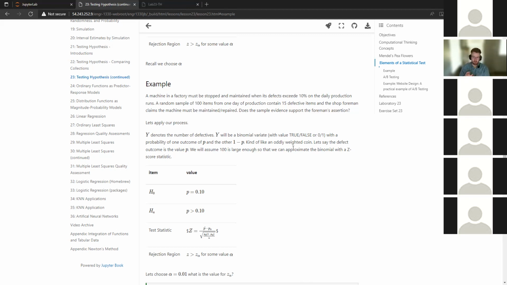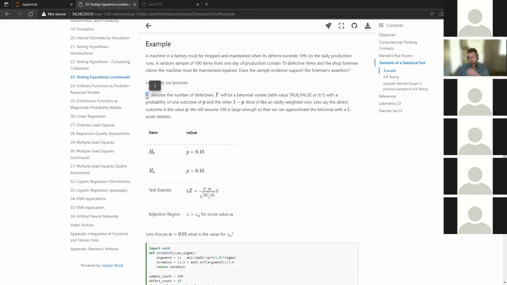It might not. We need to plug in all of our values in order to figure it out. What the real question would be is, we pulled 100 and we got 15. So 15 exceeds 10%, but is 100 enough? Is 100 enough to trigger that? So let's have our random variable Y, and this is going to denote the number of defective widgets. Y is going to be a binomial, so it means everything is either true or false, meaning the widget's defective or it's not. The probability of one outcome is going to be p, and the probability of the other is going to be 1 minus p, because everything has to add up to 1.